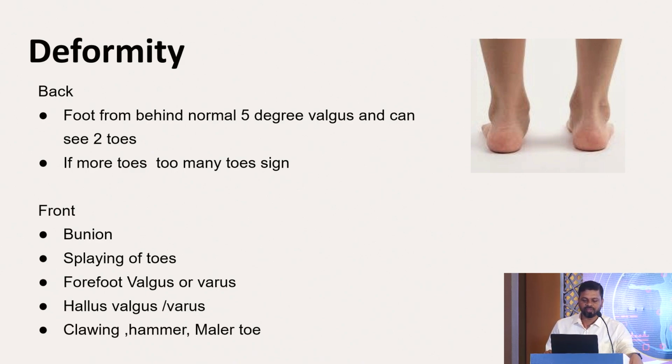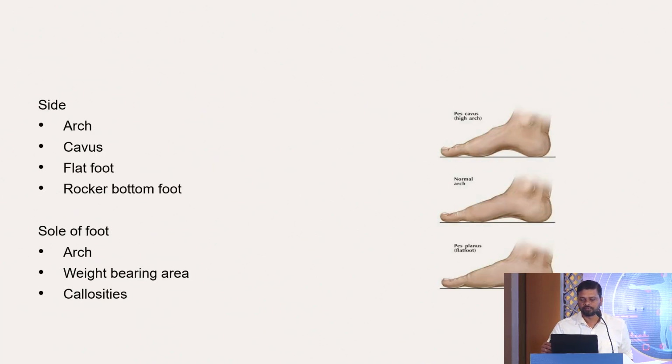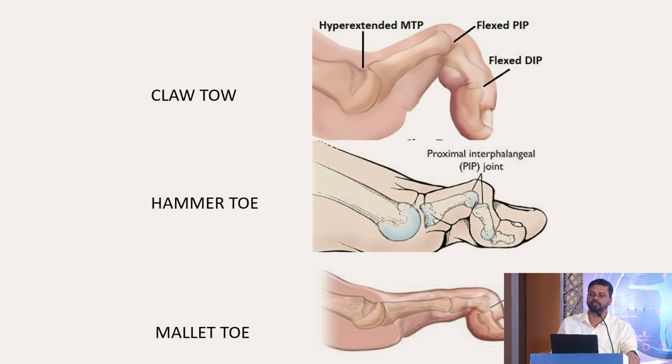Then hallux valgus, varus deformity. What is the difference between the claw, hammer and mallet toe? Very important and common question in the exam. You can tell. What is a claw toe? What is a clawing toe? You can see this picture and you can just tell me. What is claw toe, what is hammer toe, and what is mallet toe?